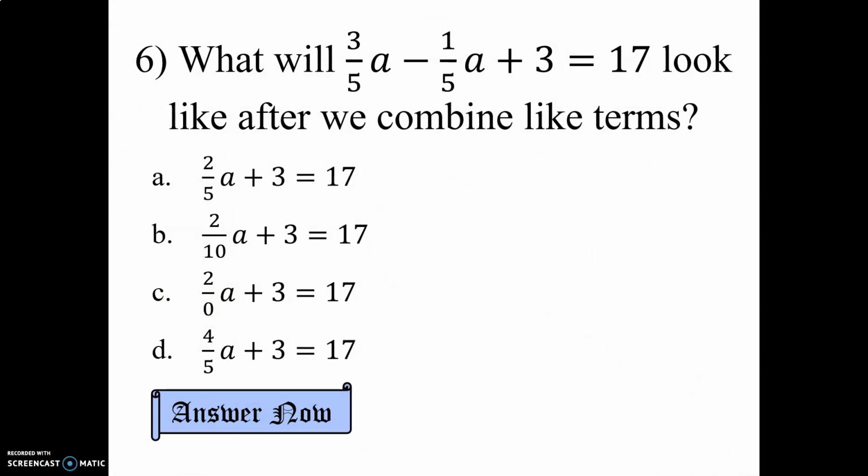What will this one look like after we combine like terms? 3/5 a minus 1/5 a plus 3 is equal to 17. Well, 3/5 minus 1/5 is equal to 2/5, so we should have answer A for this one.